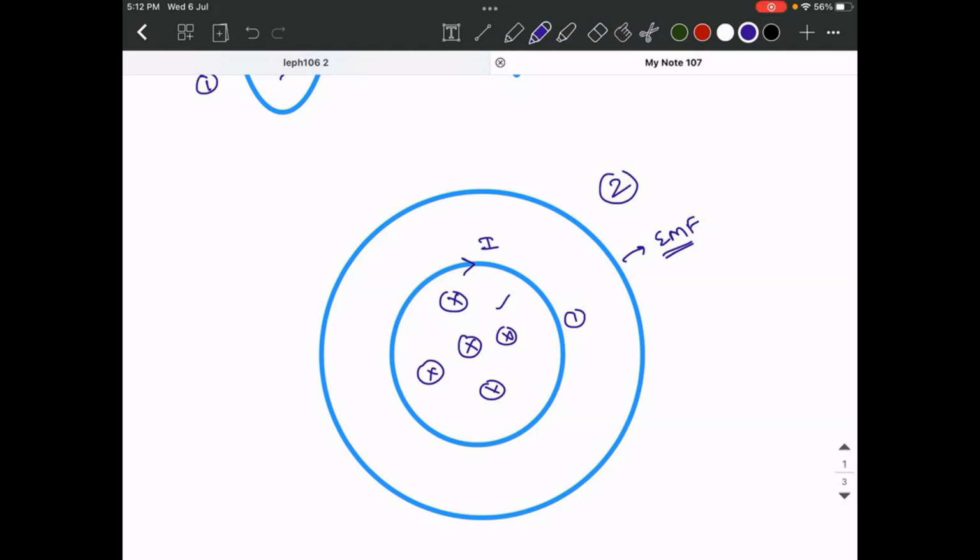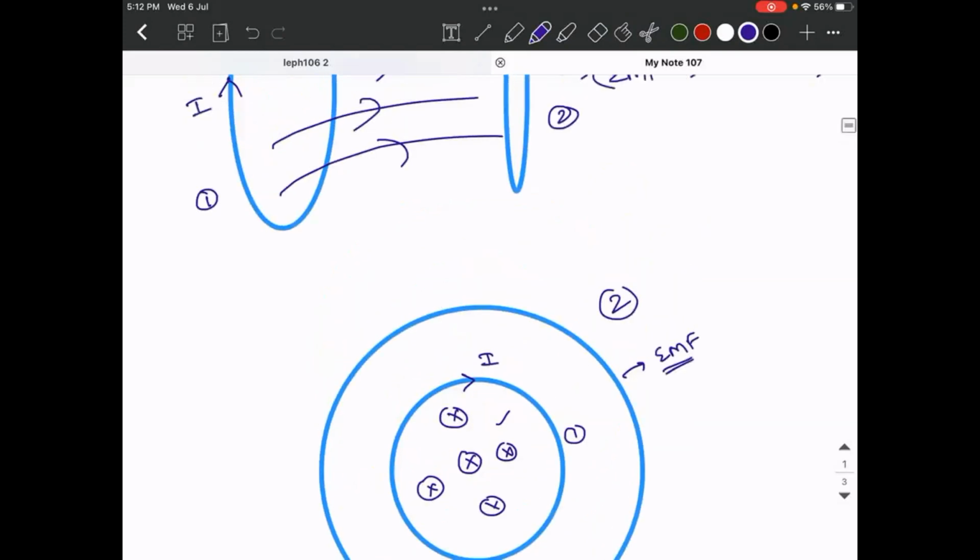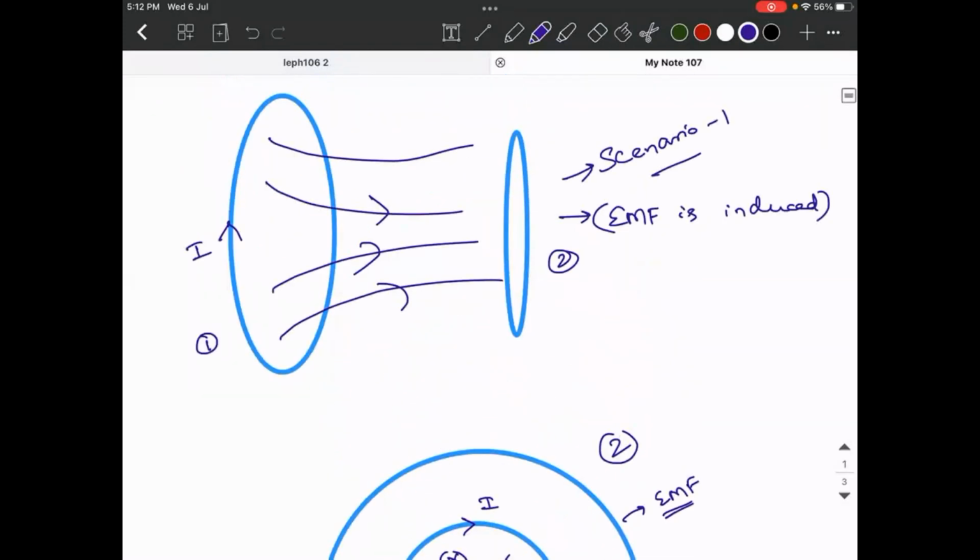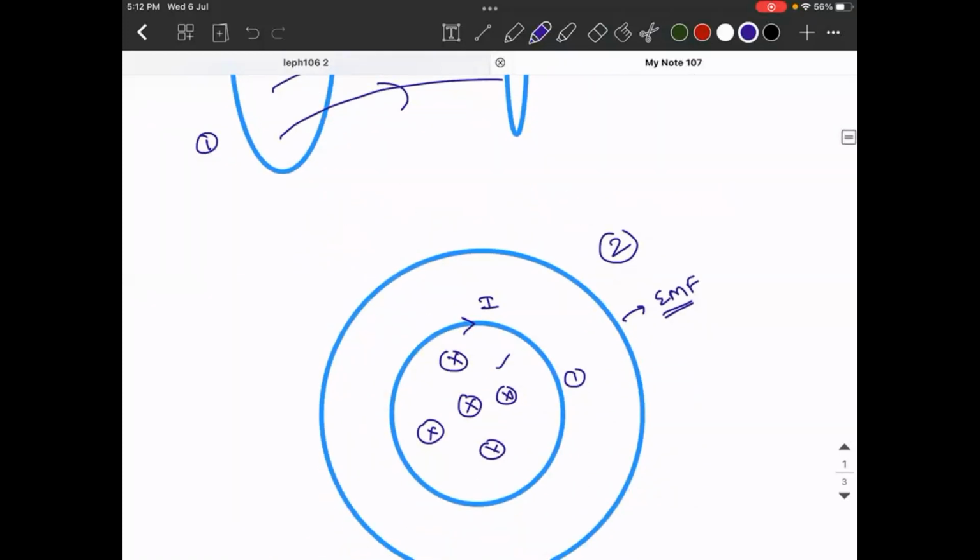Or to be more specific, I can say they are concentric. Whereas in the first case, they are not concentric, rather they are coaxial. What do you mean by coaxial? They share the same axis, whereas concentric means they share the same center. So which one is more efficient? The second one. Is it clear?